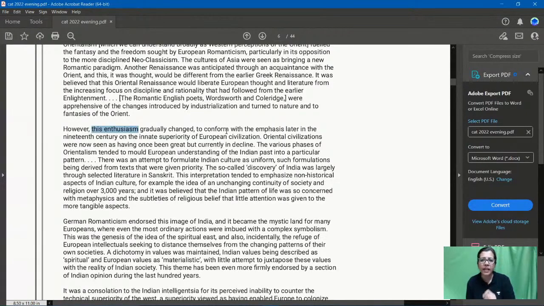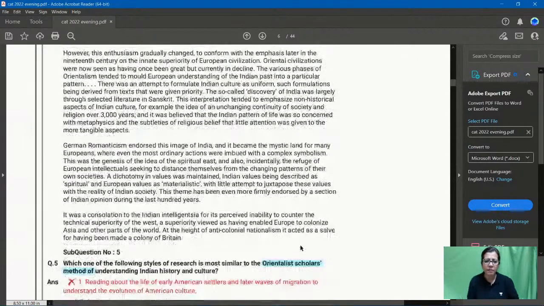ये FIRM नहीं है, FORM. Confirm means obey or follow, with the emphasis later in the 19th century on the innate superiority. अच्छा, तो उसमें पोएट शायद कुछ और तरीके से इंटरप्रेट कर रहे होंगे, बट इसमें तो यू नो finally they came to like they got influenced by the European ways and by the colonial ways or whatever. Okay, so the author is not very happy, I think. Okay, go down. Then German romanticism endorsed this image of India, became the mystic land. Okay, इसमें German romanticism का है, जाने दो भाई, आएंगे इस पे बाद में.